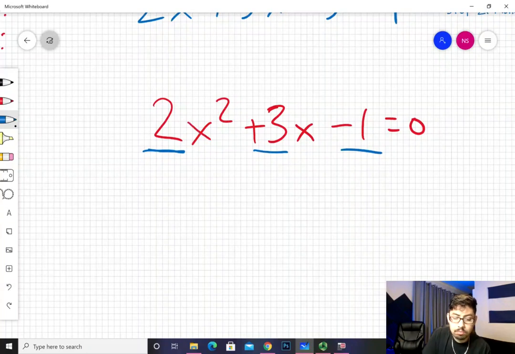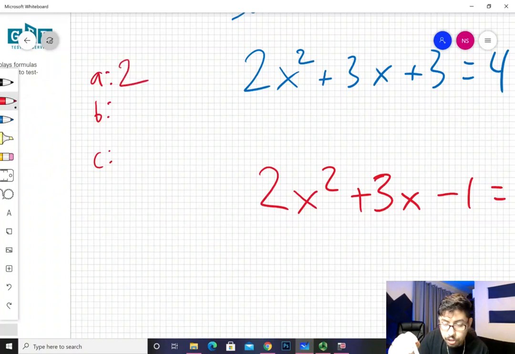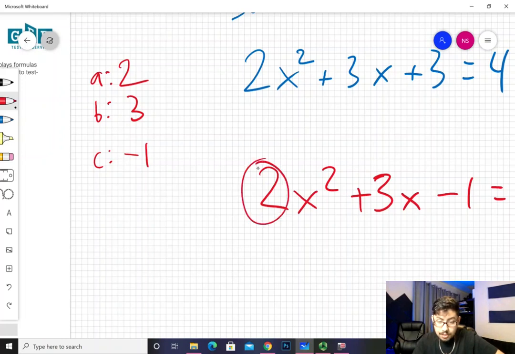And so you can tell me now what your A is. Your A in this specific case would be that first number, your 2. Your B would be your 3. And your C would be -1. Do not forget about the symbols always to the left of the number, right? These are +2. This is a +3. This is a -1. So make sure you put the -1 there, okay?